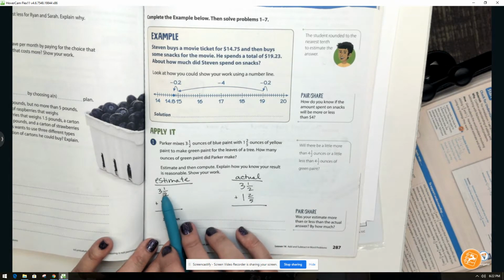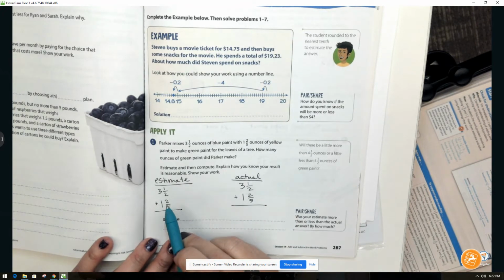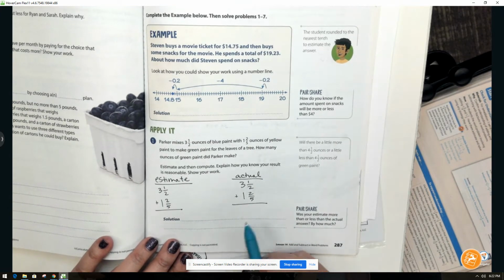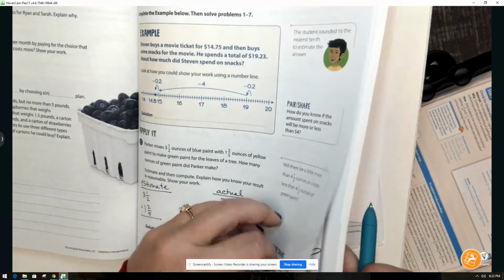For your estimate, you're going to use benchmark fractions to find numbers that are easy to add together. Make sure you draw the arrow, whether you're going to round the number up or down, or if it stays the same, don't worry about an arrow. And then for your actual answer, you're going to find the common denominator and then make equivalent fractions and then add your fractions together. Go ahead and go to the next page.